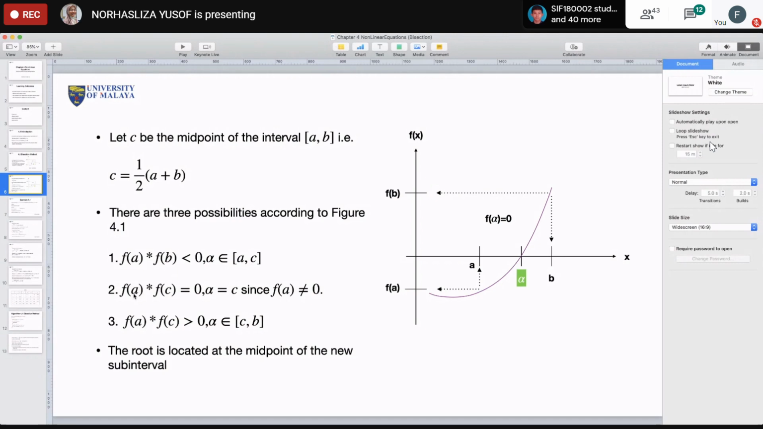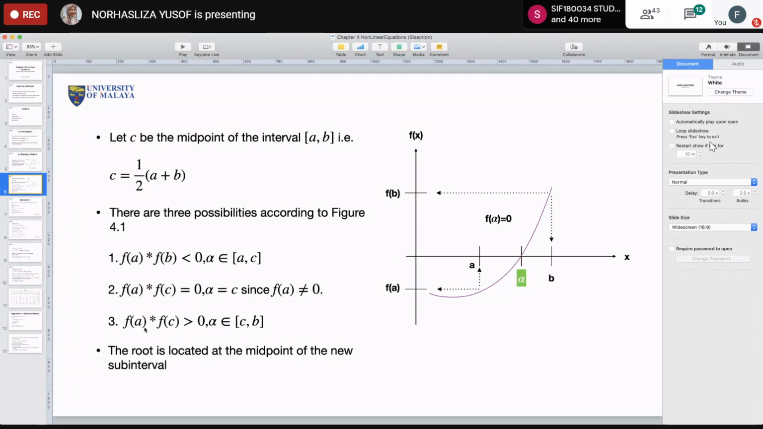So if the multiplication of your FA, the first interval, times your midpoint is equivalent to 0, it means that you reach your solution. It means that the problem is converged. Your function is converged to the root, or to the solution.